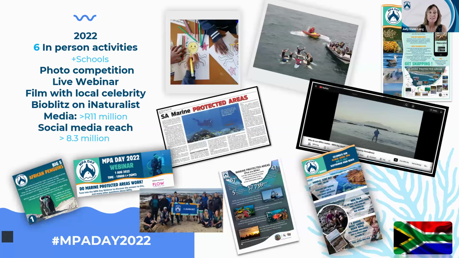2022, we moved up. We had 6 in-person activities. So we're just starting to come out of our lockdown. We started to have kids' activities in schools. We still continued with the photo competition. We had a live webinar. We created a film with a local celebrity. Bio Blitz on iNaturalist, which was something different. And our media increased, as did our social media reach. So you could see we were starting to create something that sort of seemed to be working in South Africa.